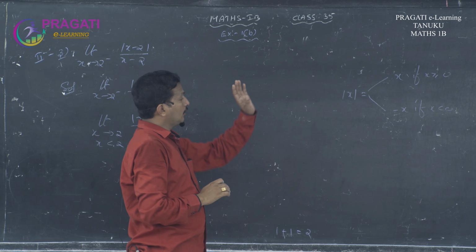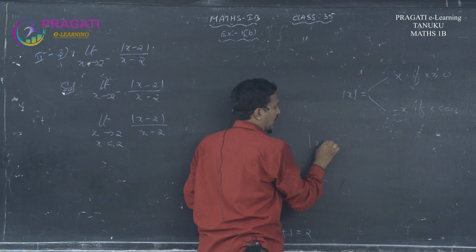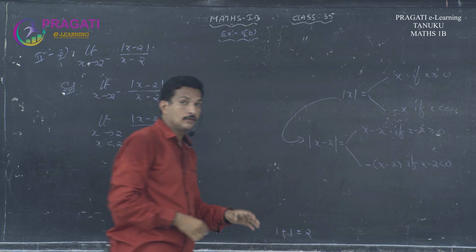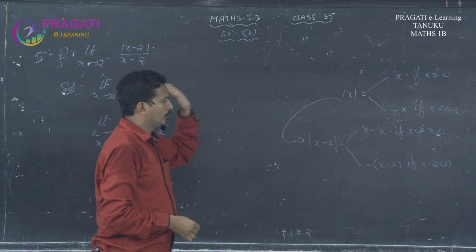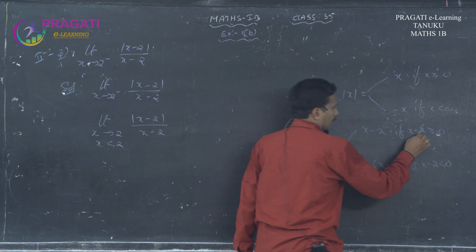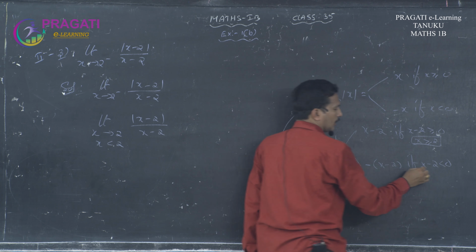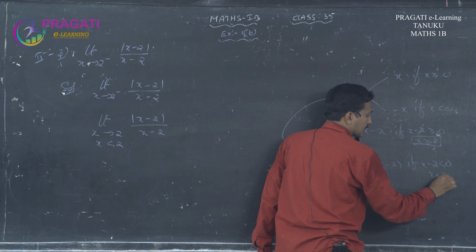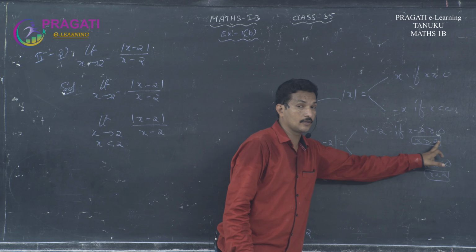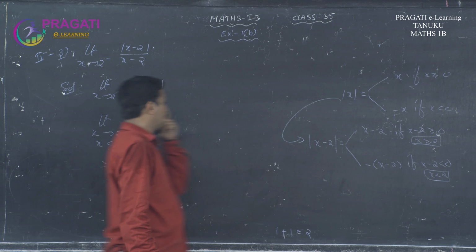Okay, students, here put x as x minus 2. Then x minus 2 greater than or equal to 0, that is, adding 2 on both sides, x greater than or equal to 2. Otherwise x less than 2. That means mod of x minus 2 is equal to x minus 2 if x is greater than or equal to 2, and mod of x minus 2 is equal to minus of x minus 2 if x is less than 2.